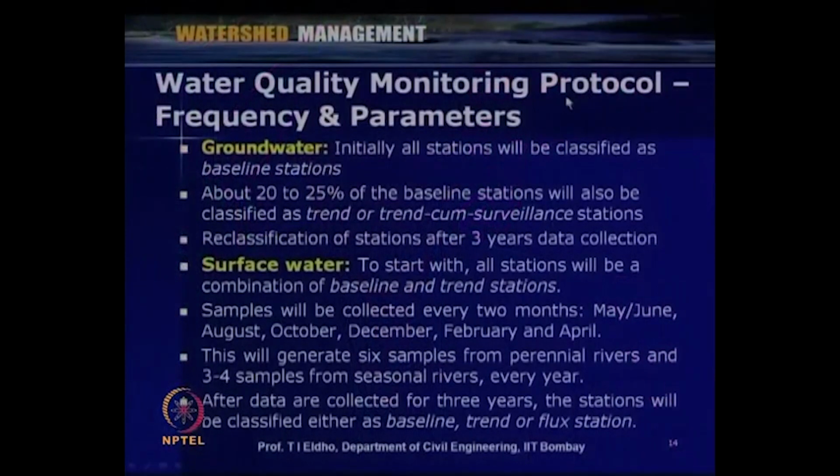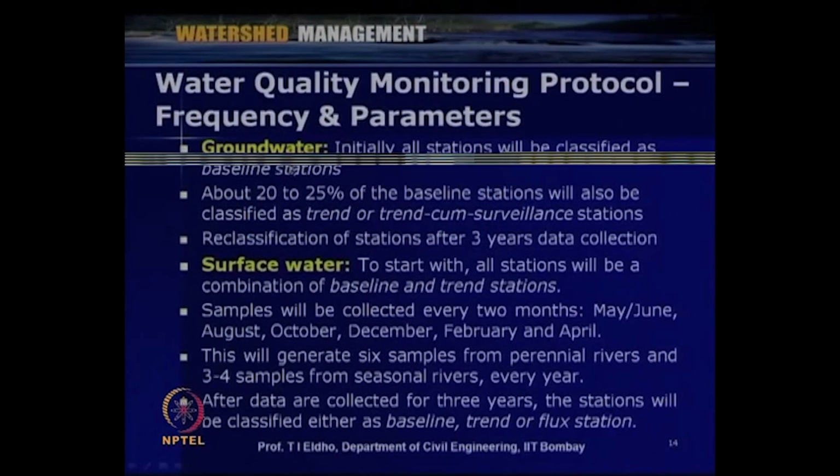Now, as far as monitoring is concerned, there are certain specified protocols related to the frequency, say how many times in a week, in a day or in a season we have to collect the samples, and what the important parameters are that we have to test. So, accordingly specified monitoring protocols are available. Let us look into some of these important protocols as specified by the Central Pollution Control Board.